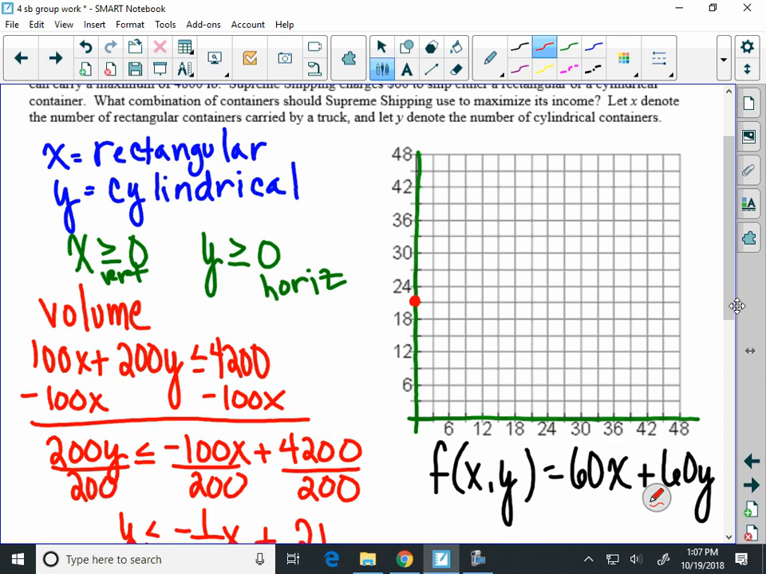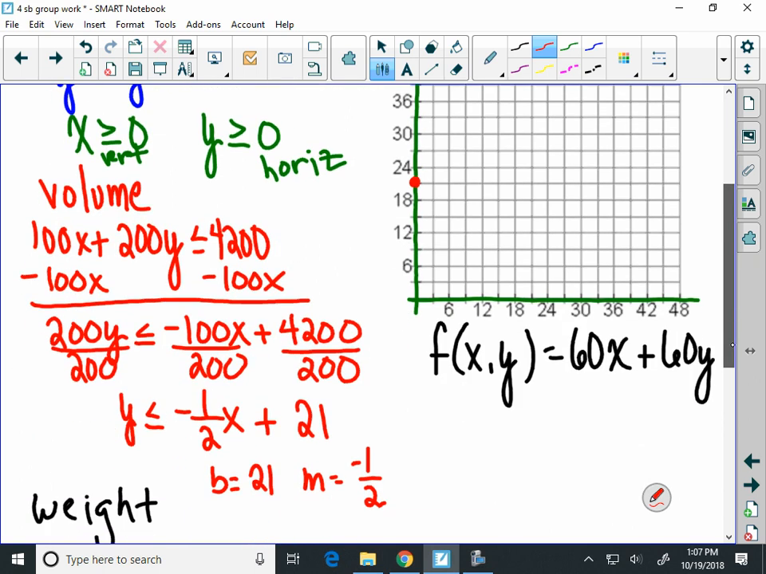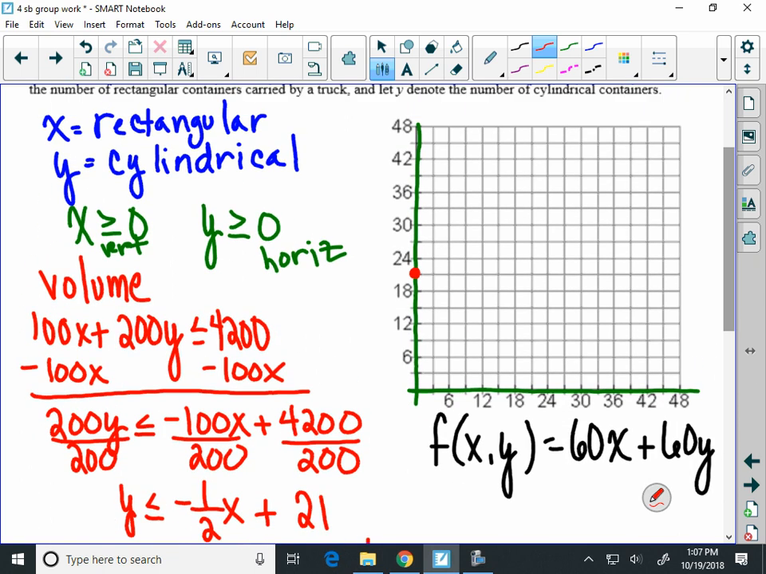And then our slope is negative 1/2, so we're going to go down 1, to the right 2, repeating that pattern down the line. And if you aren't using a ruler, you need to put all those points in on your graph. So here's our next line, and we have one more to draw.